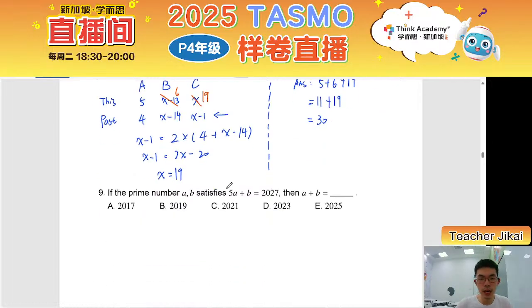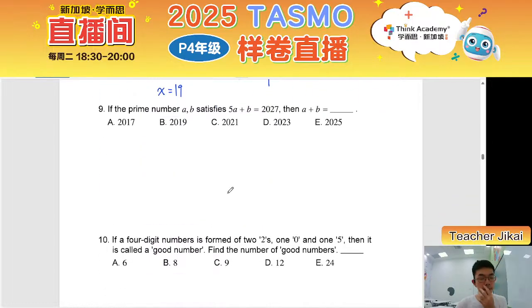So now let's go to this one. This question, number 9, is about number theory, about prime numbers and composite numbers. Here we see 5a plus b equals 2027. So we have an equation in prime numbers and composite numbers. What do you think of? You need to think about the parity here, right? We know 2027 is an odd number.